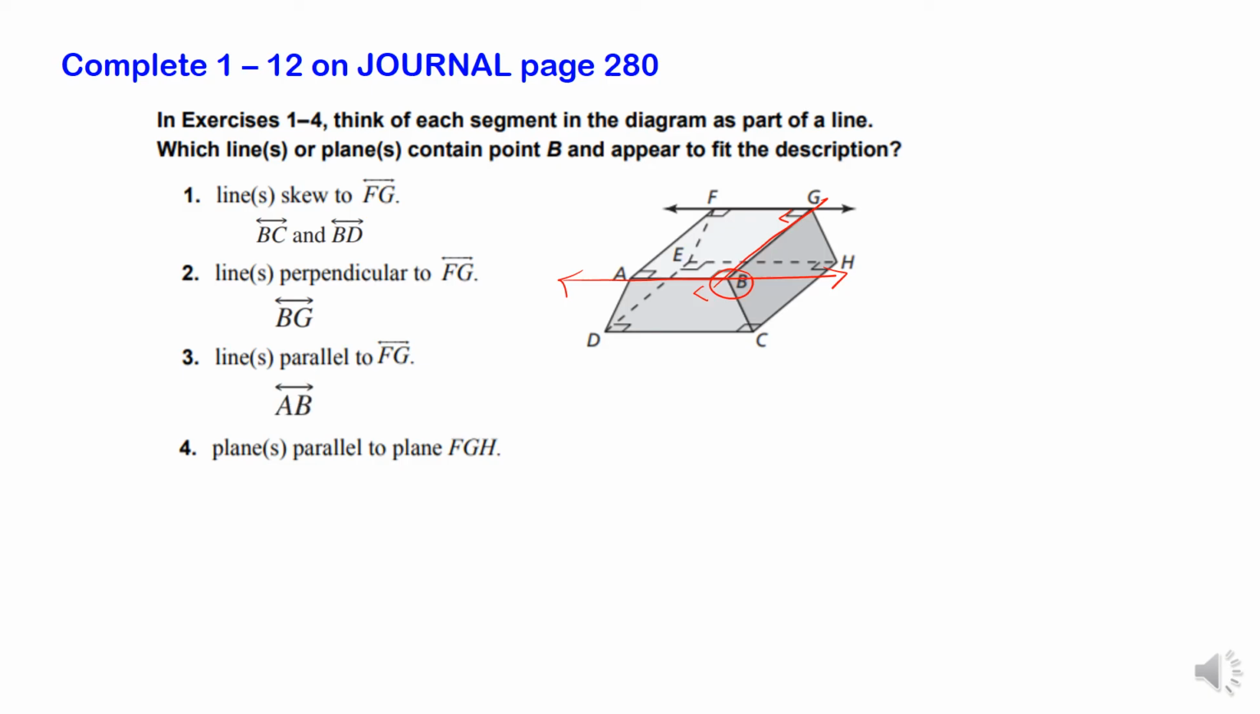Okay, and now we're going to look for a plane parallel. Look at the letters FGH. So FGH would be this plane here. So we're going to look at this as the parallel plane. And you could call it ABC, ABD, ADC, either one. Okay? So it's just important that you understand these relationships.